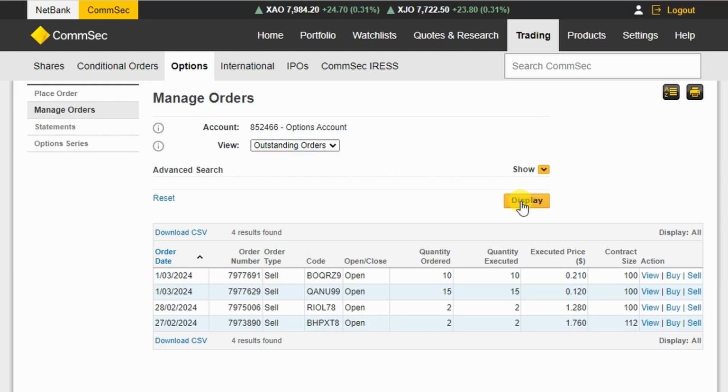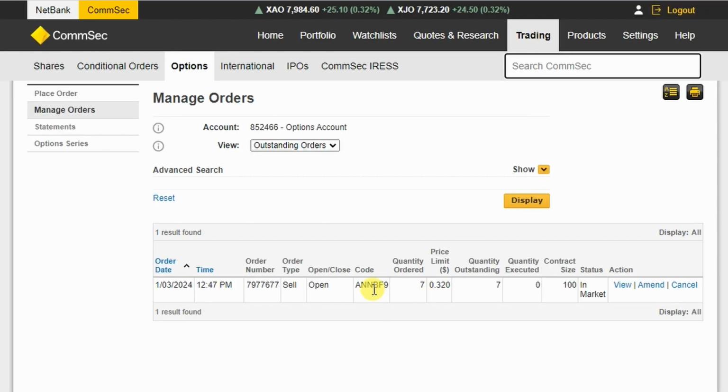Now the one that's outstanding, of course, is my ANN for 7 contracts. That's still in the market. That may also go through later today. We'll see. I'll refresh this page in a moment.